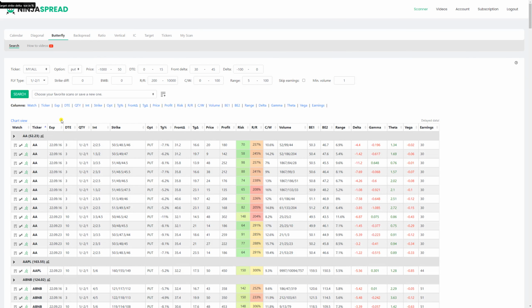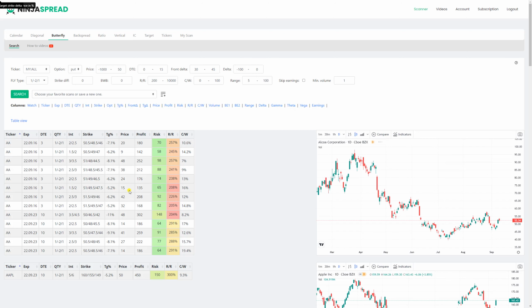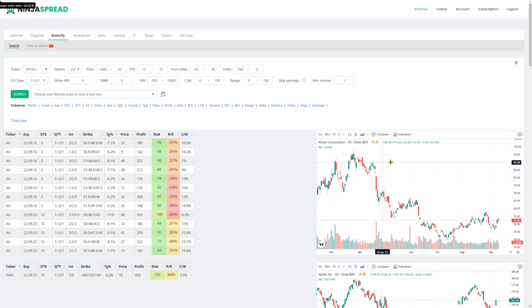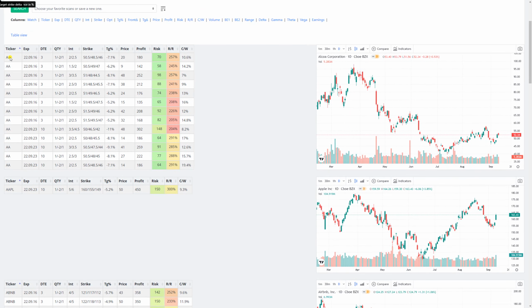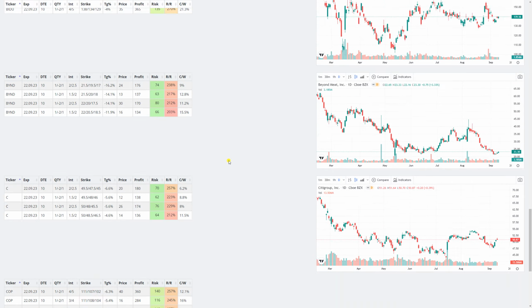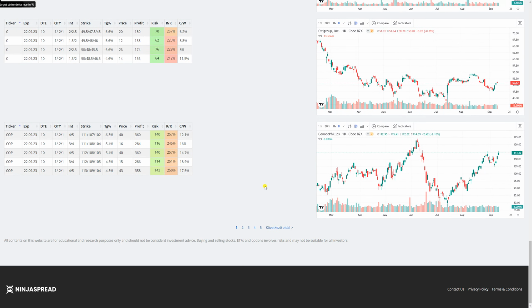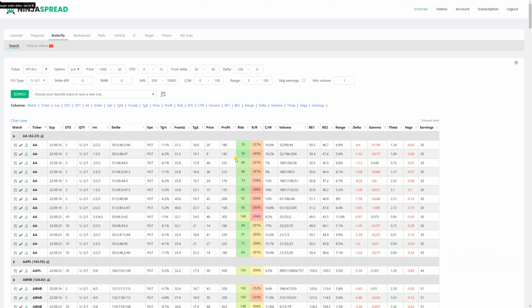And I haven't shown you something before. If you click on chart view, the whole table will be changed to chart view settings, where you can see a shorter table with the relevant chart view. As you can tell, this is the AA ticker, this is the AA chart. Apple, and so on and so on. And you can turn these pages. If you want to see the results with the chart view together, you can do that. If you click on table view, it goes back to the regular table view. So these are all the ones that meet the criteria.